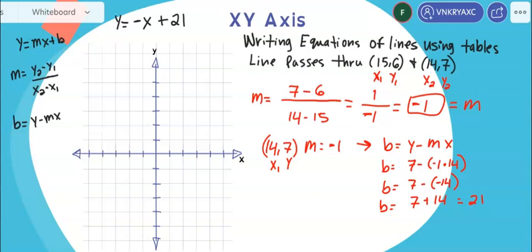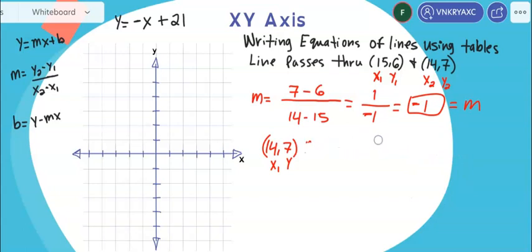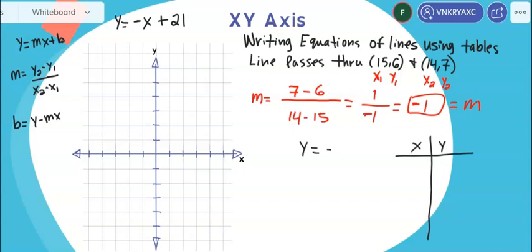Now we're going to do a table so we could put this in order. So I'm going to erase this work I did over here so that I can leave room for a table so you guys can see. Next, let's write this table. I'm going to put it over here. So we have x and y, and the table follows the instruction y is equal to negative x plus 21.